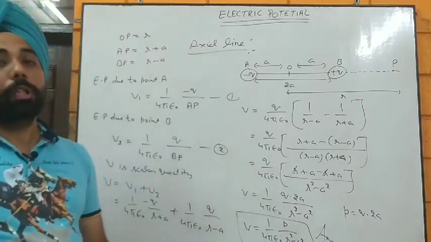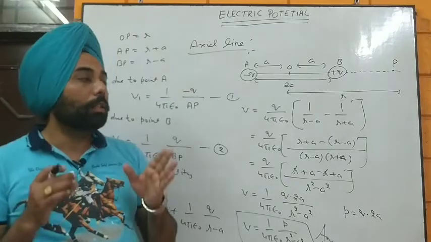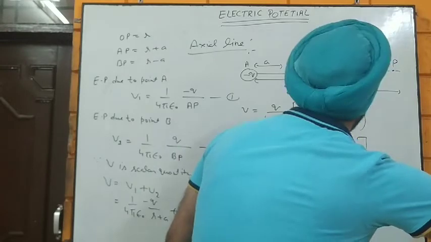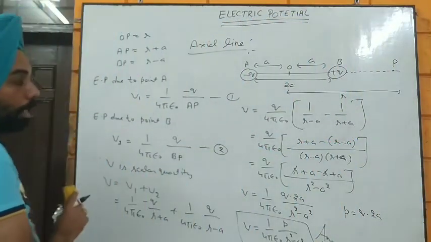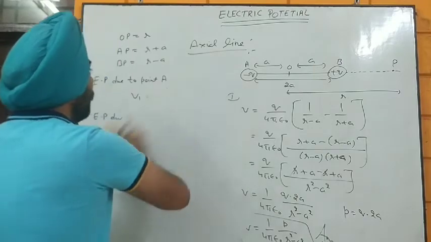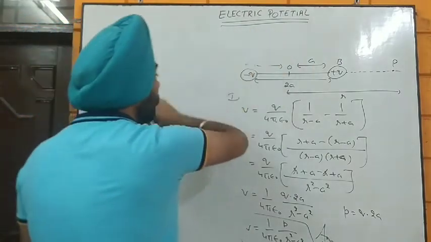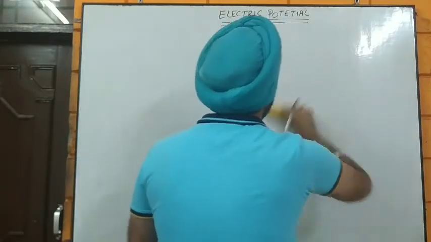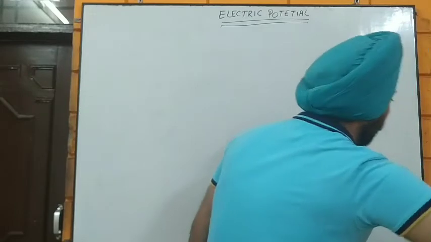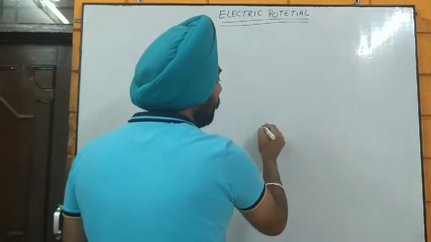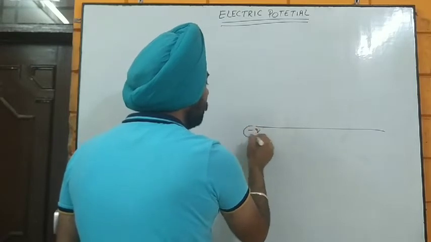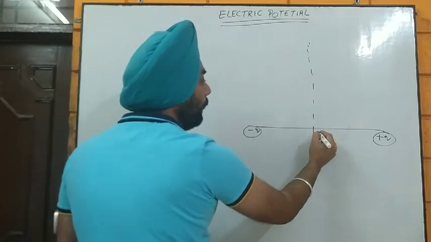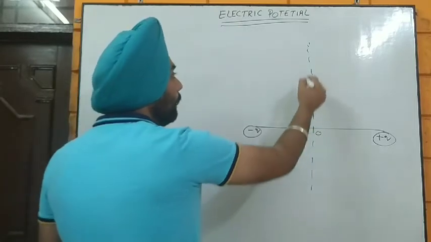Now we are moving to the last topic of electric potential, that is electric potential due to the equatorial line. It's very easy for you, okay? So the last topic of today in electric potential is the electric potential due to an electric dipole on the equatorial line. Now what is the equatorial line? If that is minus q and that is positive q, the line passing normally through the middle point of the dipole is known as the equatorial line.